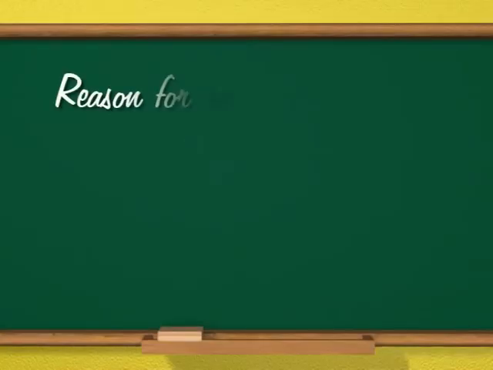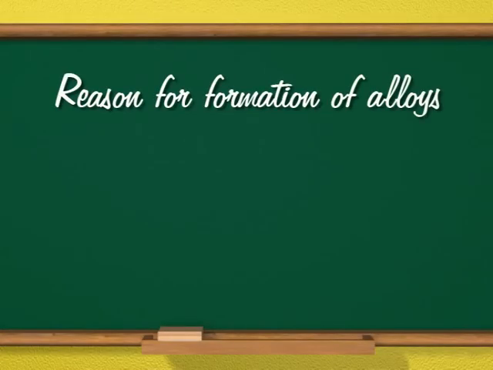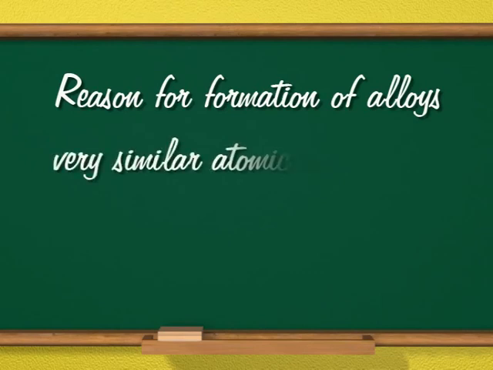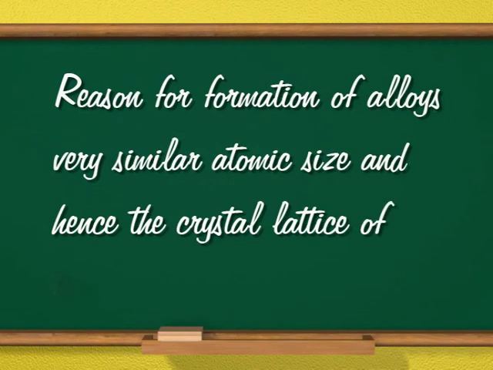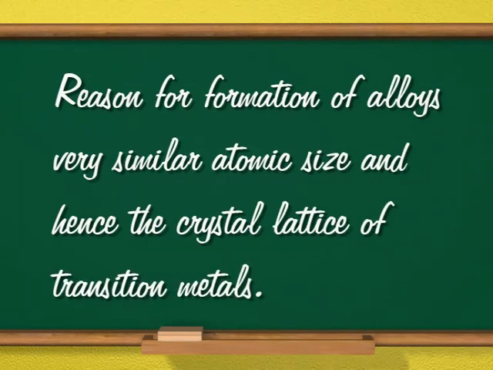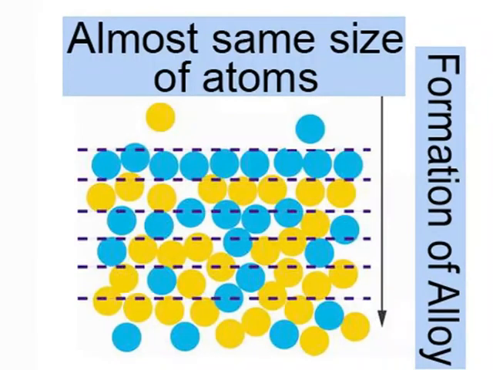The reason for formation of alloys is the very similar atomic size and hence the crystal lattice of transition metals. So, atoms of one metal can be replaced with atoms of another transition metal, resulting in the formation of solid solution or alloys.